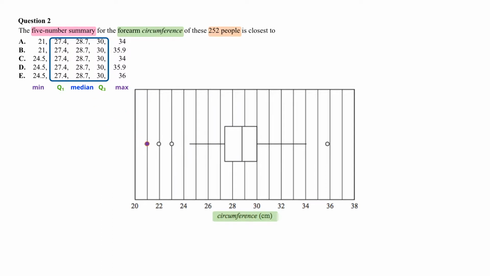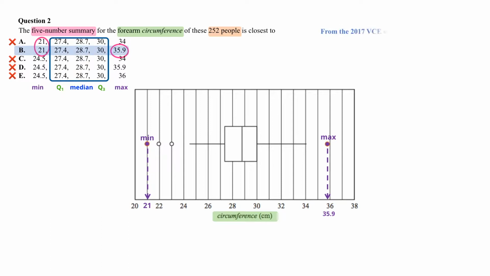From the box plot, the minimum value is 21 centimeters. So the options we are going to look at are options A and B. We can now cross out options C, D, and E. The maximum value is very close to 36, so we can say it is 35.9. For this reason, we can cross out option A, so the answer we are after is option B.